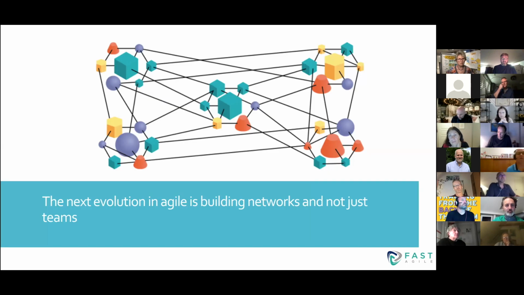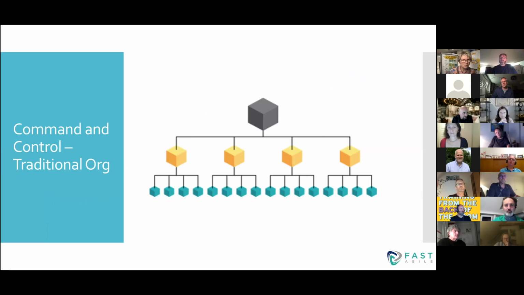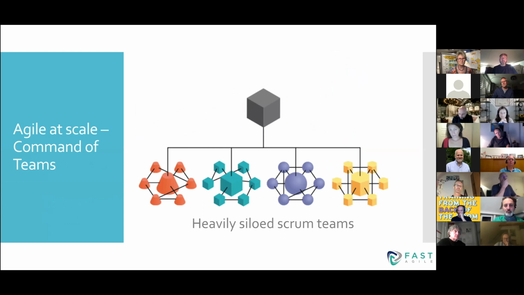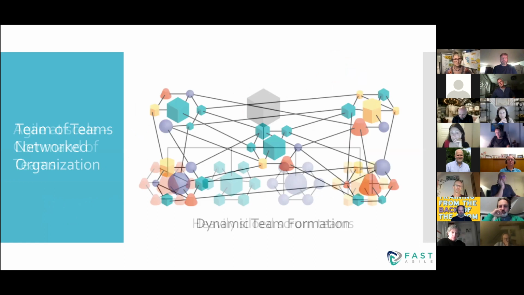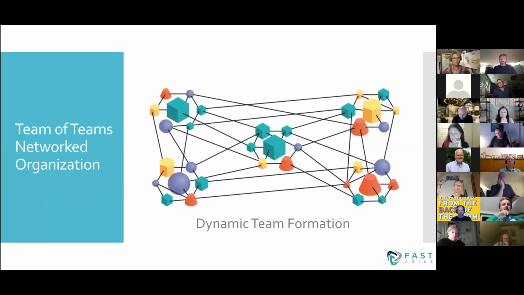So I think the next evolution in Agile is building networks and not just teams. There's an image of what a network might look like. So this is your orange company, traditional command and control. Agile comes along and we're like, hey, this is great, we can create Agile teams, but then how do we scale that? We end up with heavily siloed teams. So I think it's about breaking those silos and moving to a networked organization, and changing that network as needed, which requires dynamic team formation.